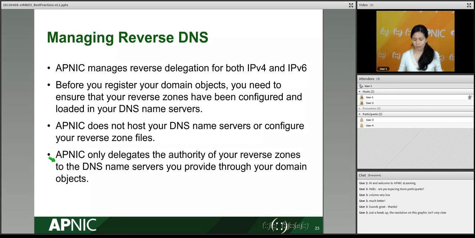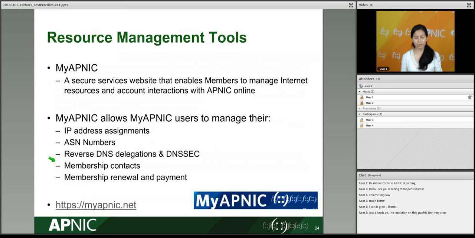So I think by now you know that I've been mentioning it from the very start, that the best way to manage your resources coming from APNIC is through MyAPNIC. So MyAPNIC is a web services portal. It's a secure portal for APNIC members to manage their internet resources as well as other things. It has your membership details, account information, all that.